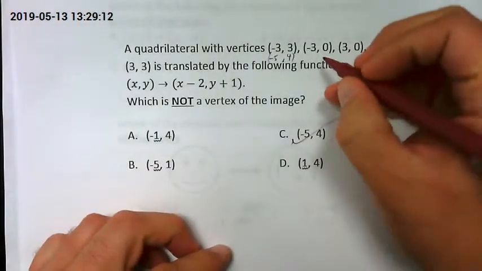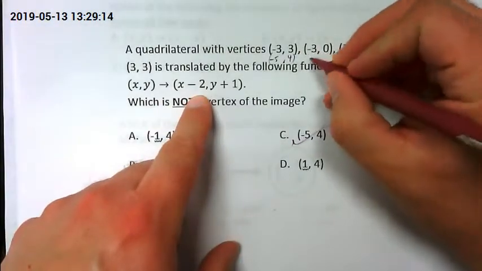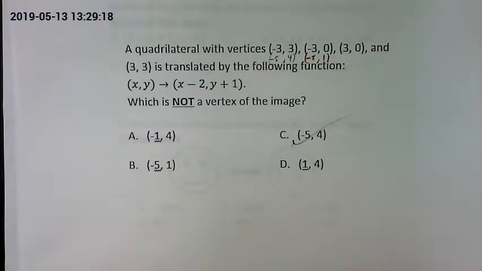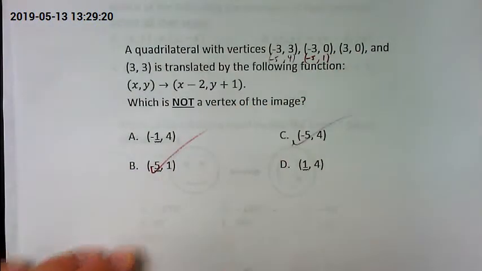On this one, minus 2, that's negative 5. Plus 1 is 1. Is that down there? Negative 5 comma 1? Yep, that one works. So again, not our answer.